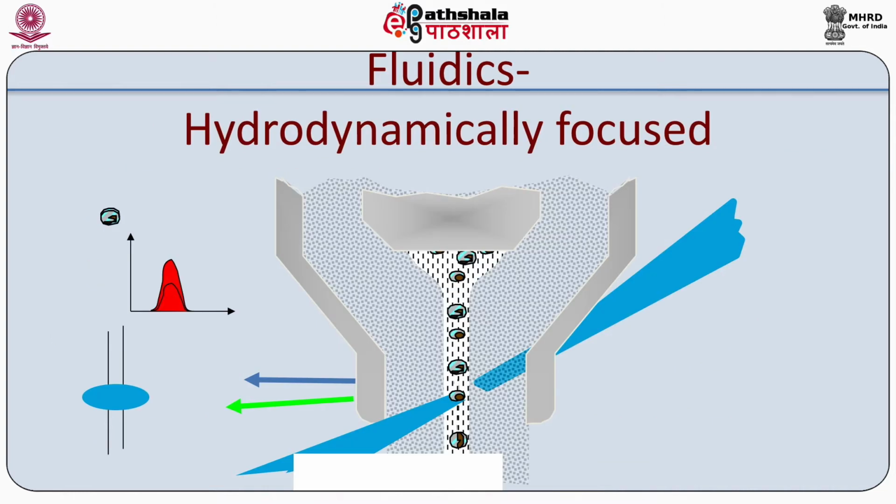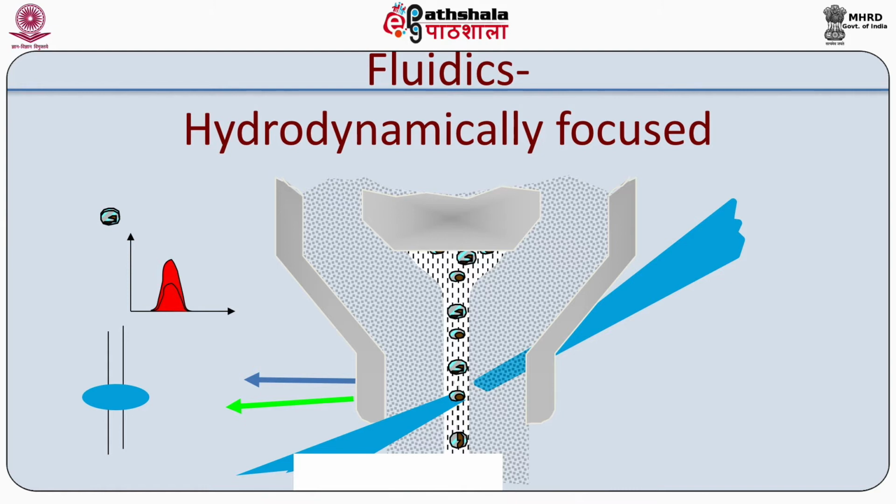In the illustration of this flow cell, a beam of laser light of a single wavelength is directed onto a hydrodynamically focused stream of fluid. The sample flow rate is controlled by differential pressure between the sample and the sheet fluid. The sample pressure is always greater than the sheet fluid pressure at any given time.